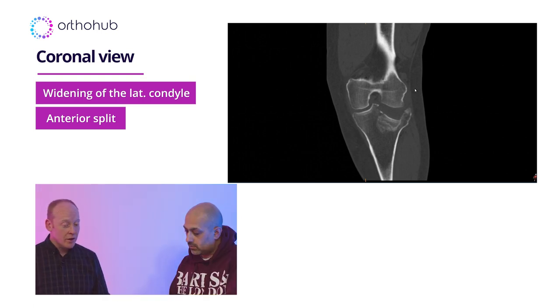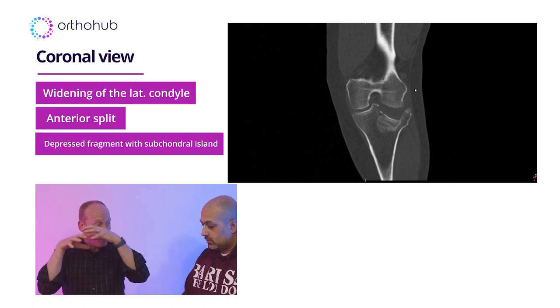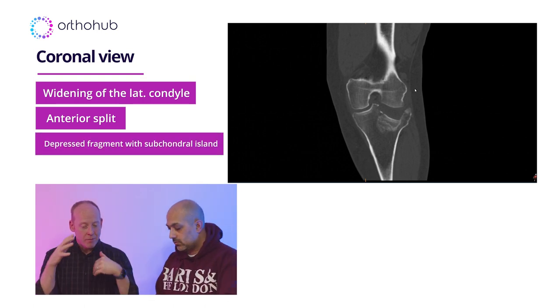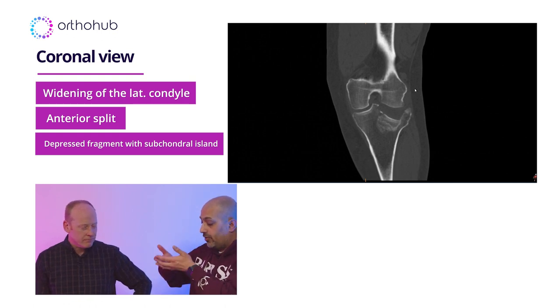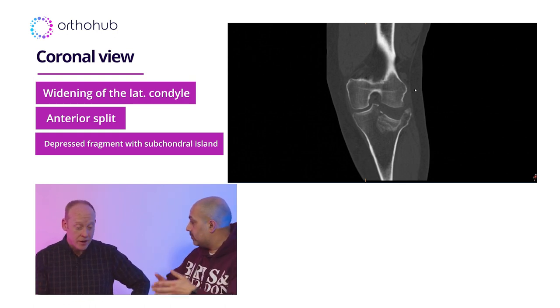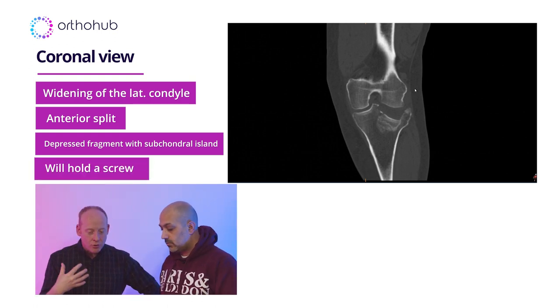This is what I would call one of those quite nice tibial plateaus, because it looks like it's depressed as one big island of bone with some impacted subchondral bone underneath that. Yeah, and you would expect that you could hoik the whole thing up and you should be able to hold it. That's right. It will hold a screw. Yeah, right. So what does the coronal give you?